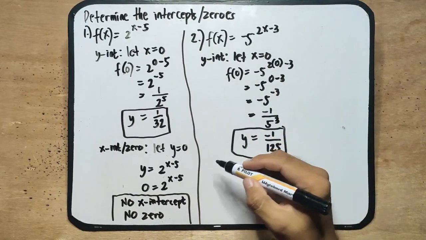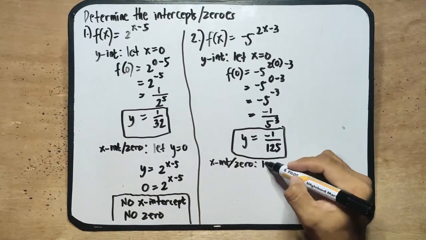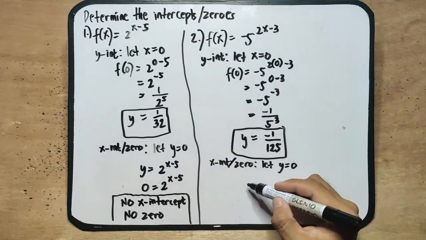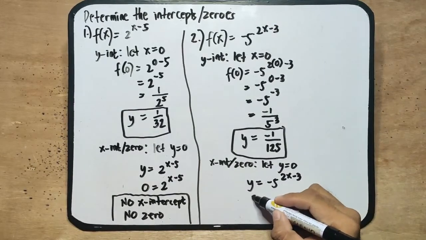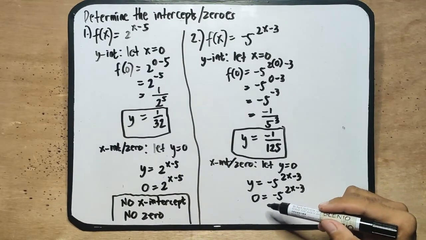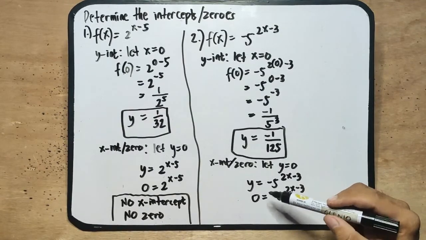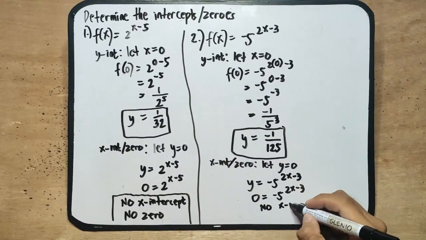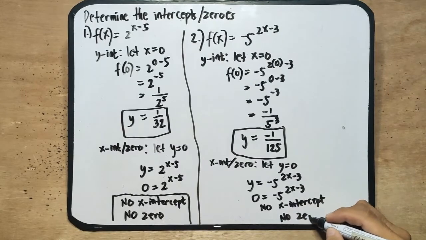For the x-intercept and the 0, we let y be equal to 0. So f of x can be written as y is equal to negative 5 raised to 2x minus 3. Substituting 0 here, we have 0 is equal to negative 5 raised to 2x minus 3. So just like example number 1, any number raised to a specific exponent is impossible to equal 0. So from that fact, we can say that it has no x-intercept. And because it has no x-intercept, it automatically has no 0.